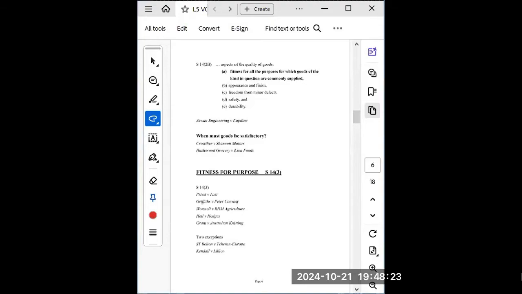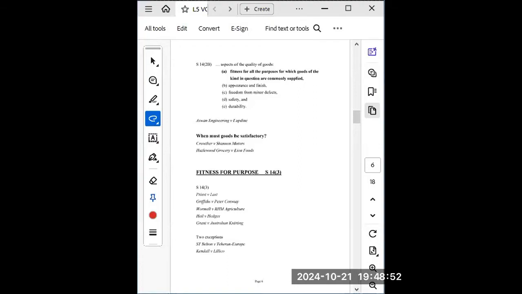Now, as I said, 14 sub 3 has two exceptions. Where the buyer has expressly or impliedly made known his particular purpose, the seller must provide goods fit for the buyer's particular purpose unless, and there are two exceptions, unless it was unreasonable for the buyer to rely on the seller's skill and judgment, or the buyer does not rely on the seller's skill and judgment.